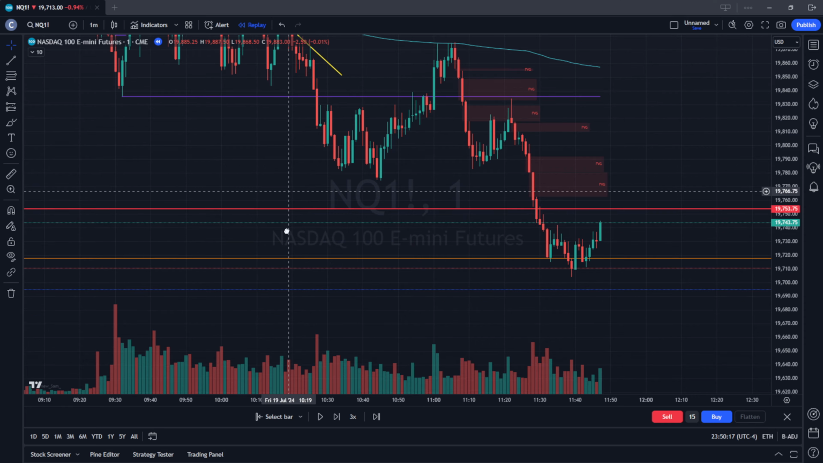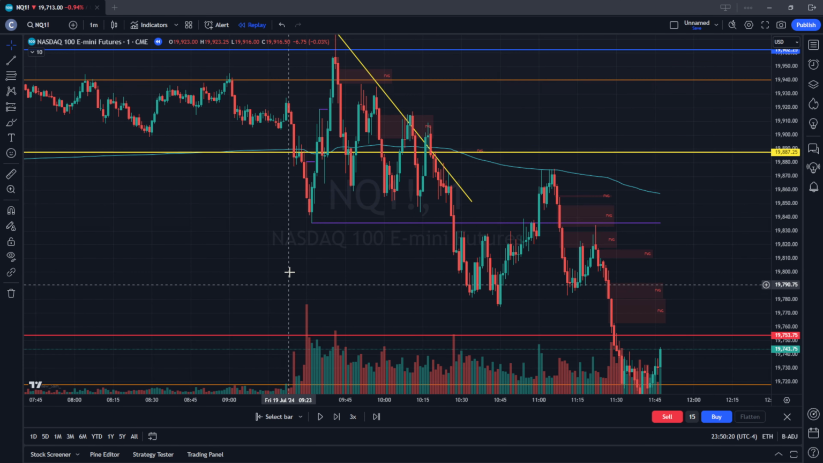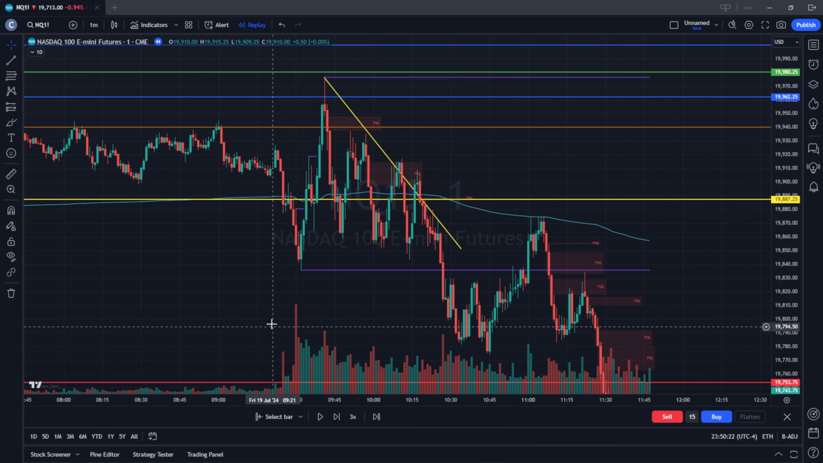And so I just want to show you guys how important it is to mark up your charts before you start trading, before the market opens, so you guys can kind of know what you're looking for, where you would place your trades beforehand, and not just go into the market blind.